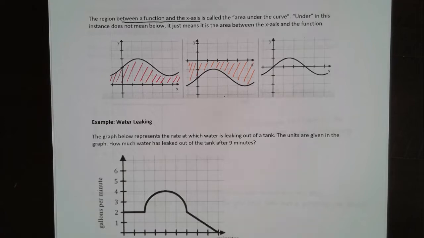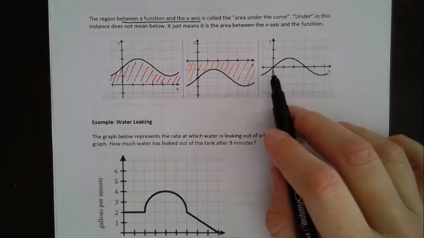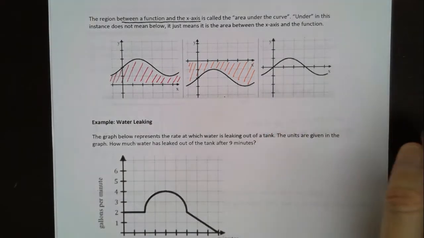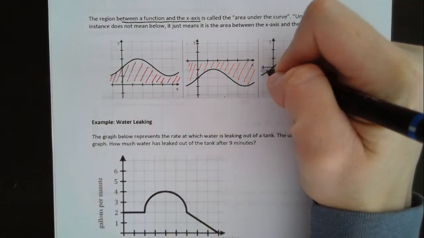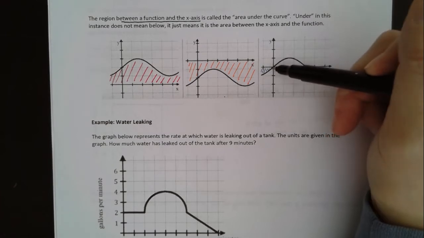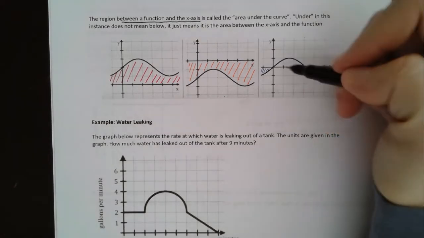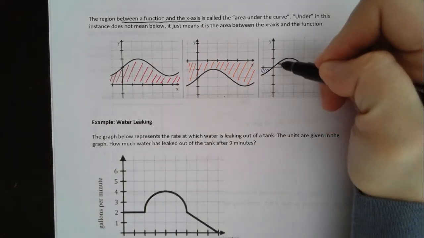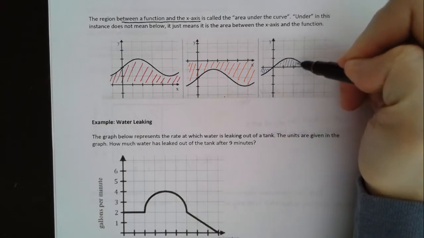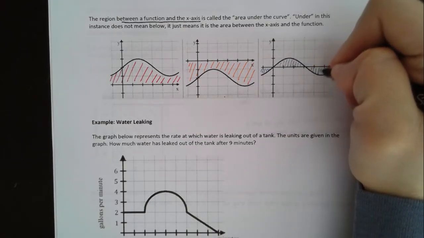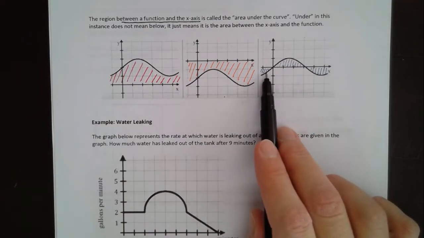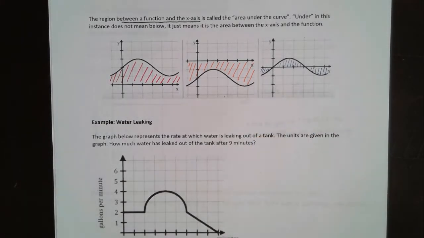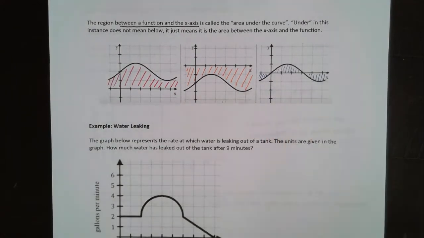And then a function might look like this, where there's some area above and some area below. So sometimes you might have some area that is actually trapped above the curve and below the x-axis, or below the curve and above the x-axis. So in this case, we've got a couple of different regions that are below the x-axis, and one region that's above the x-axis.